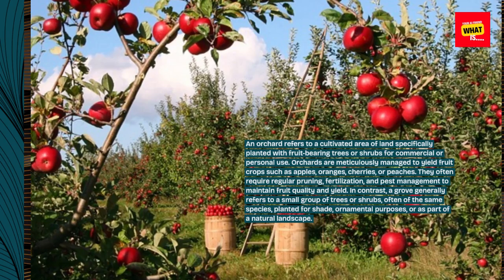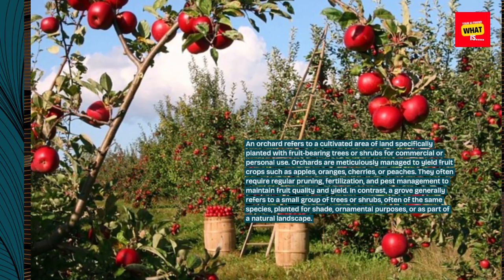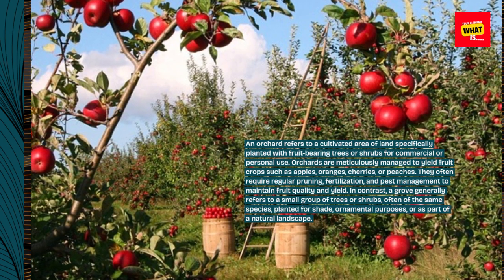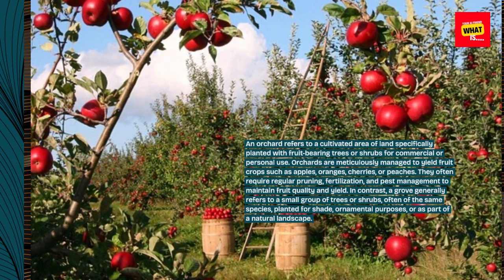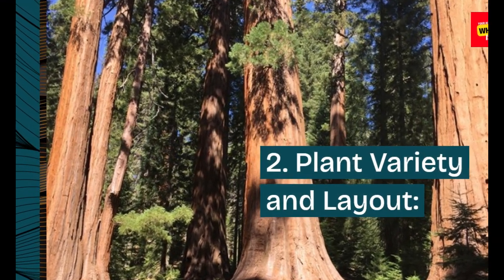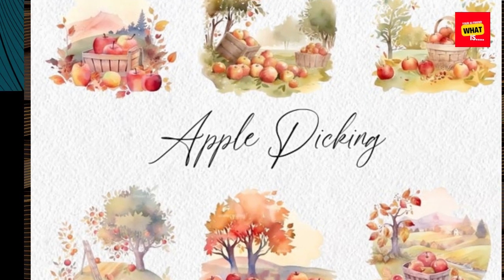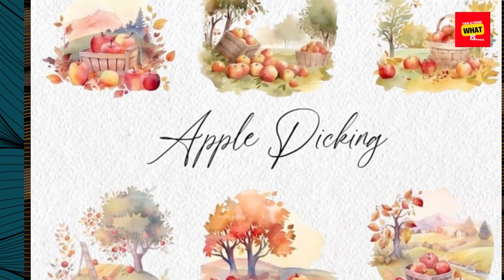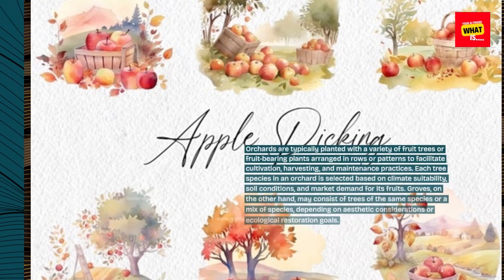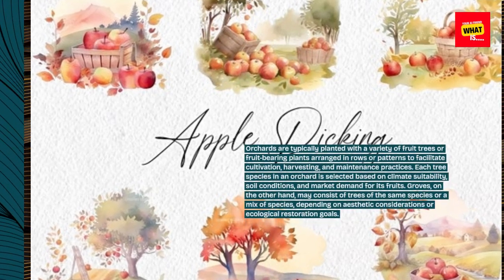In contrast, a grove generally refers to a small group of trees or shrubs, often of the same species, planted for shade, ornamental purposes, or as part of a natural landscape. 2. Plant variety and layout. Orchards are typically planted with a variety of fruit trees or fruit-bearing plants arranged in rows or patterns to facilitate cultivation, harvesting, and maintenance practices.